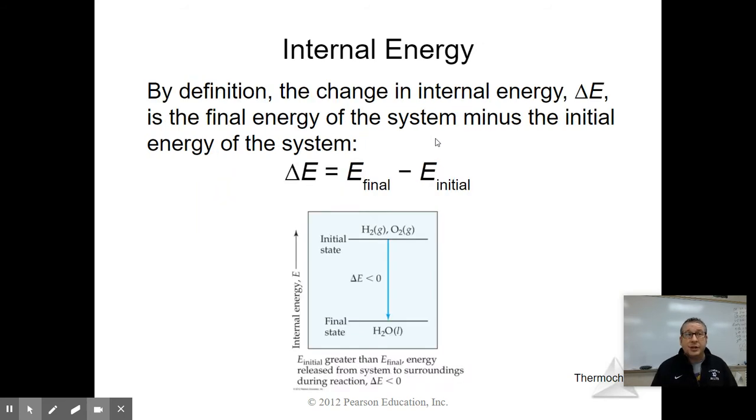By definition, the change in internal energy, or delta E, the delta sign here just means change in, is the final energy of the system minus the initial energy of the system. So kind of get an idea of what we're going to be looking at, okay? After something happens, what does the internal energy look like compared to how it started?